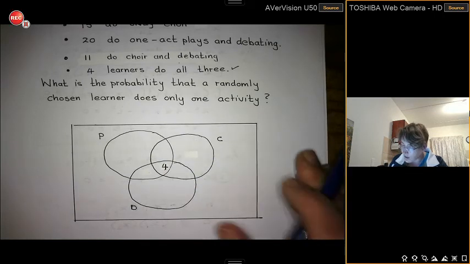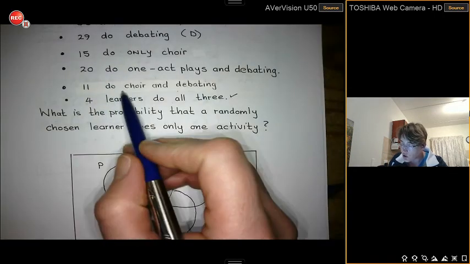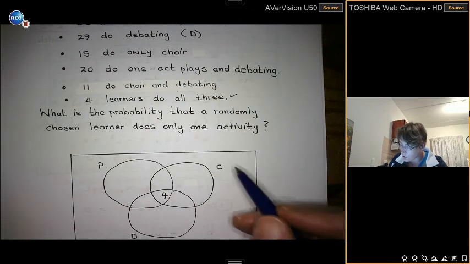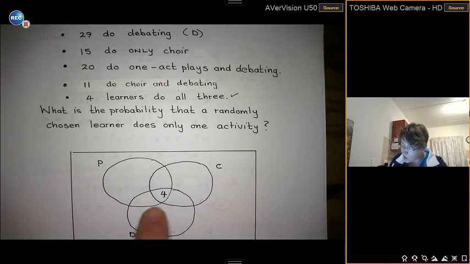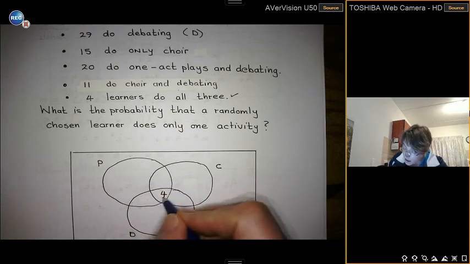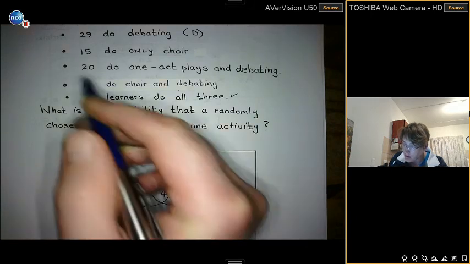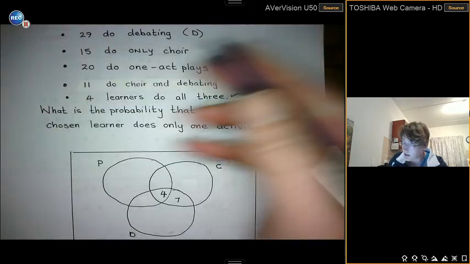So the other overlaps that they've got is 11 do choir and debating. So choir and debating is over there. But now be careful. Those 11 learners that do choir and debating are split up into 2 spaces. And there's already 4 over there, which means over there I need 7. Because 4 plus 7 adds up to the 11 that do choir and debating.